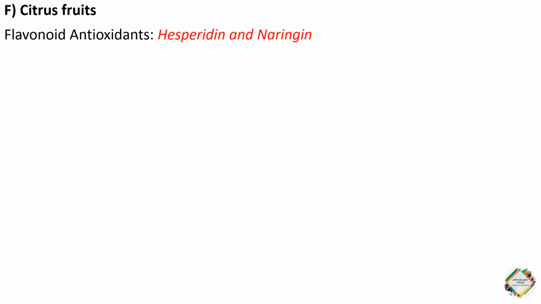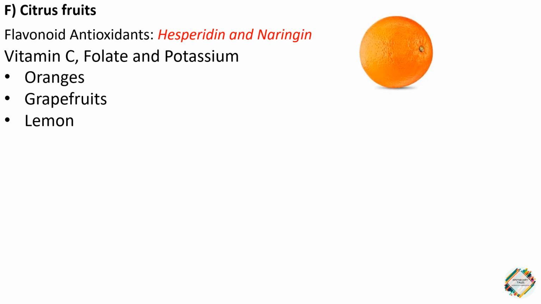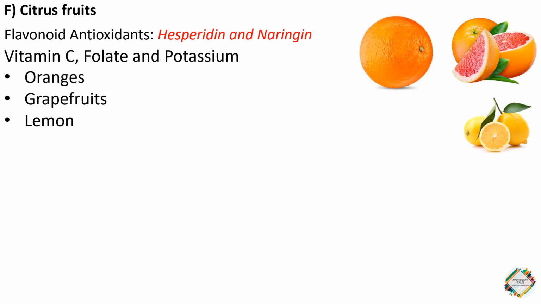Another important thing is the citrus fruit, which is mainly rich in flavonoid antioxidants like hesperidin and naringin. So this basically exhibits an anti-diabetic property. Apart from this, it is also rich in vitamin C, folate and potassium. We can include oranges, grapefruits and lemon in the diabetic diet, which helps reduce the oxidative stress associated with diabetes.